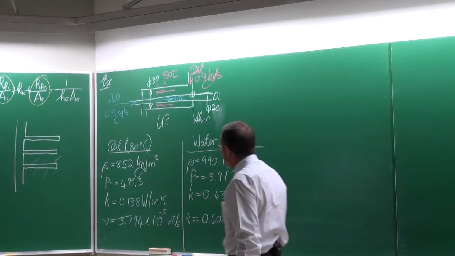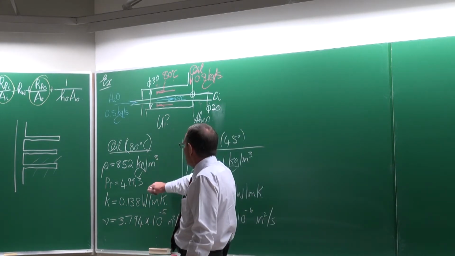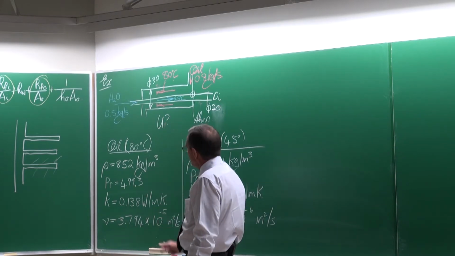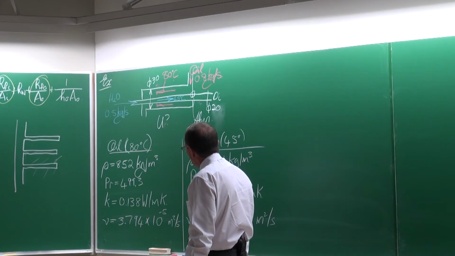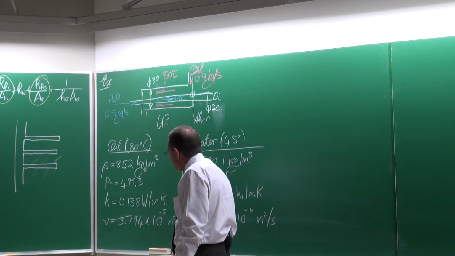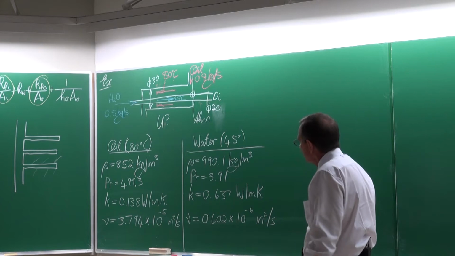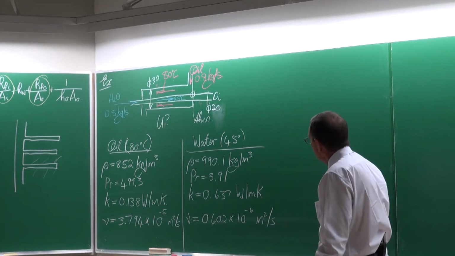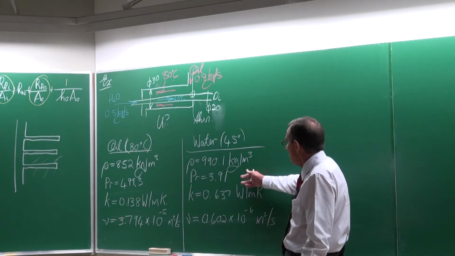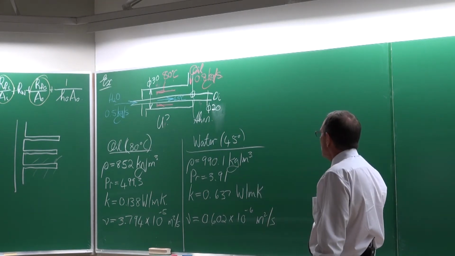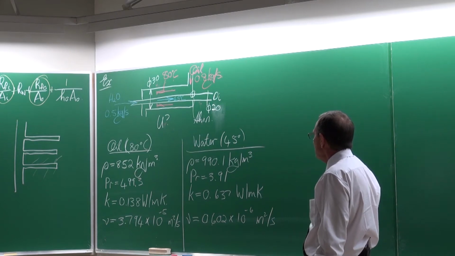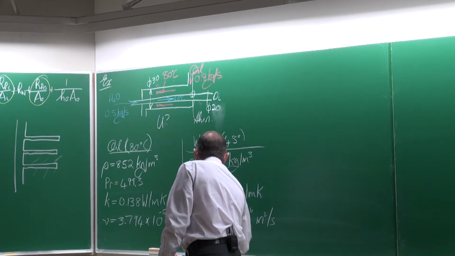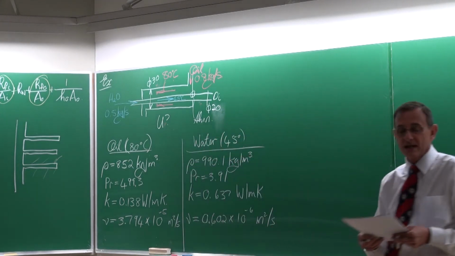Let me repeat the values. Oil: 852 kilograms per cubic meter. Prandtl number, 499.3. Thermal conductivity, 0.138 watts per meter Kelvin. The kinematic viscosity, 3.794 multiplied by 10 to the minus 5. Water: the density, 990 kilograms per cubic meter. Prandtl number, 3.91. Thermal conductivity, 0.637. And kinematic viscosity, 0.602 multiplied by 10 to the minus 6 square meters per second.